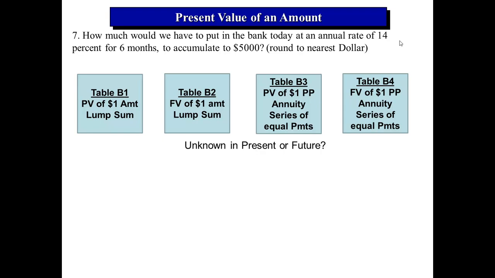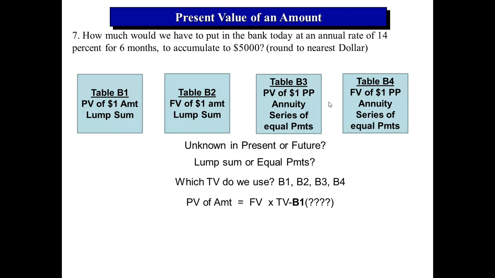So the unknown in this case is in the present, and it's a lump sum, and we're going to use the present value of a lump sum table, table B1 in my book. We're going to plug in what we know, which in this case is a partial year. If the annual interest rate is required at 14%, then we want to put in half a year because we've only had the money in for 6 months. So that's 7% for 1 period. That'll be the table value we'll look at, which is 0.9346 times the $5,000.